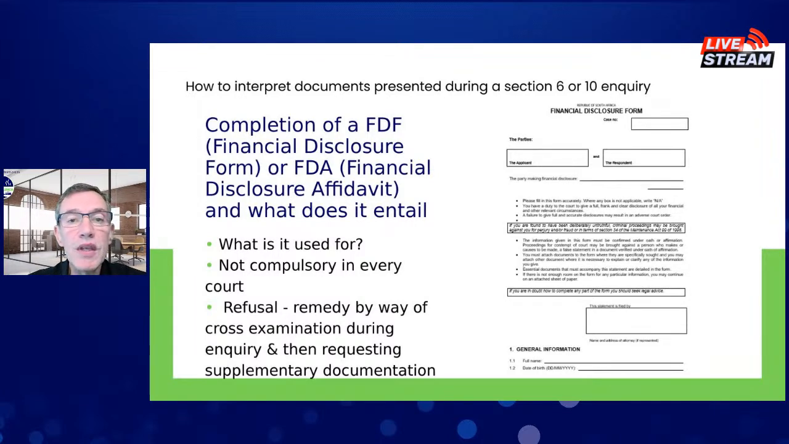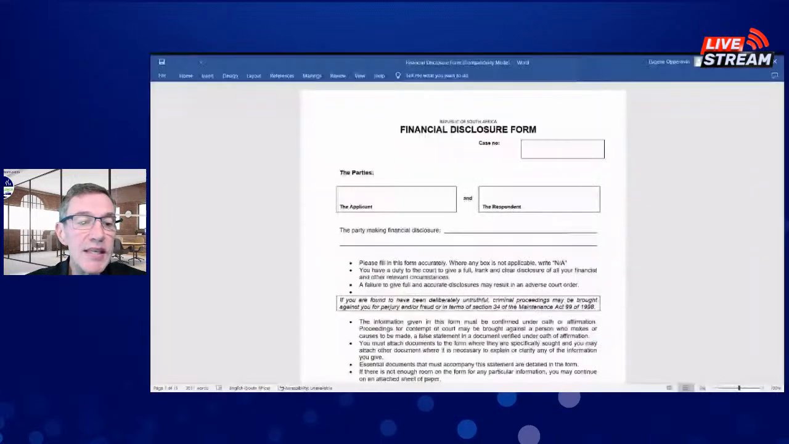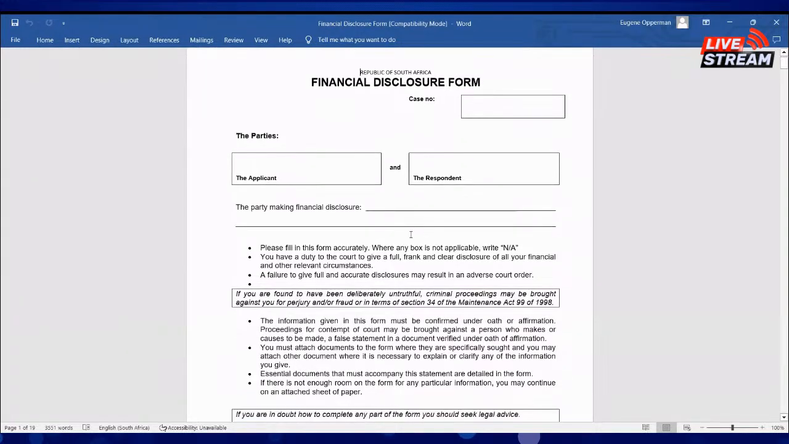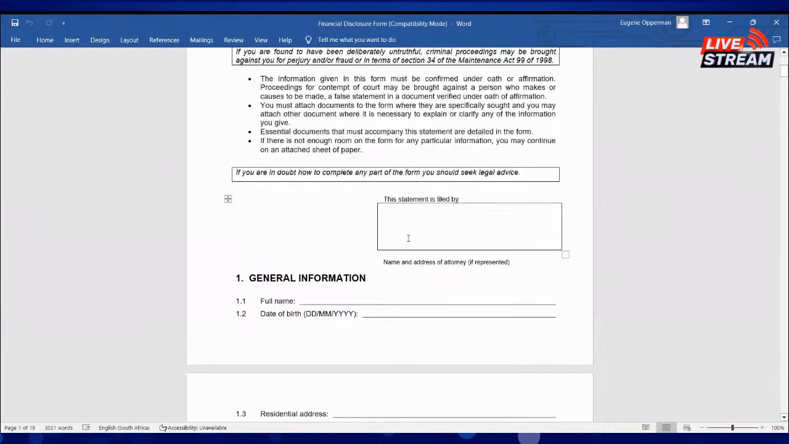So if we go through the financial disclosure form, what it looks like and what it entails, we can see that it is a simple form. It is a simple Word document, but it was very well written and very well compiled. It basically explains exactly what you need in court. So my suggestion would be that you download this form. It is quite lengthy: a 19-page document. But these are all the questions that you could ask in court.